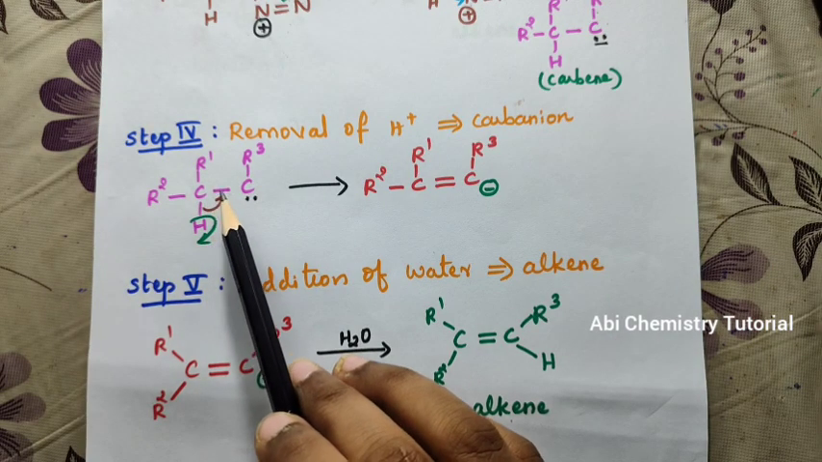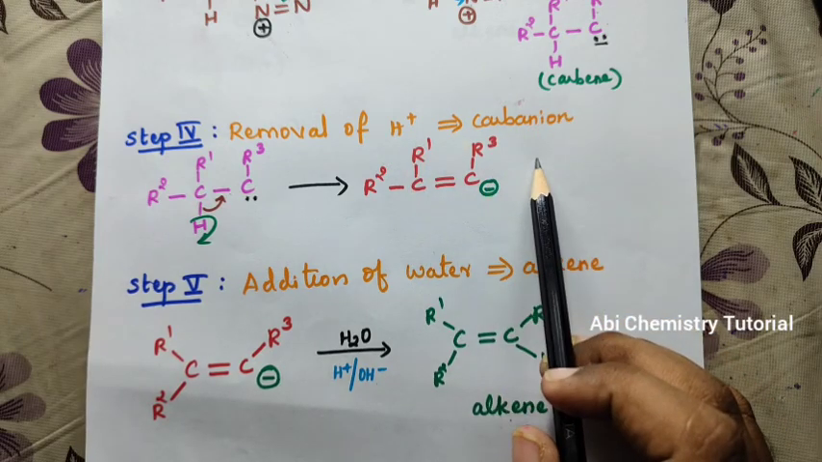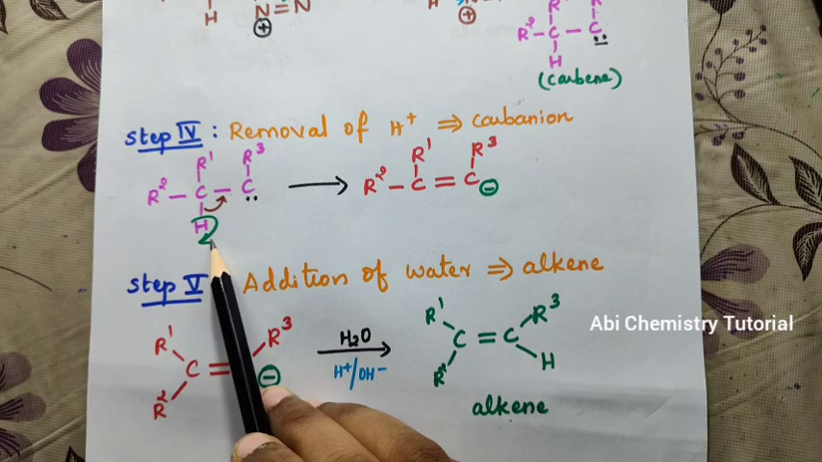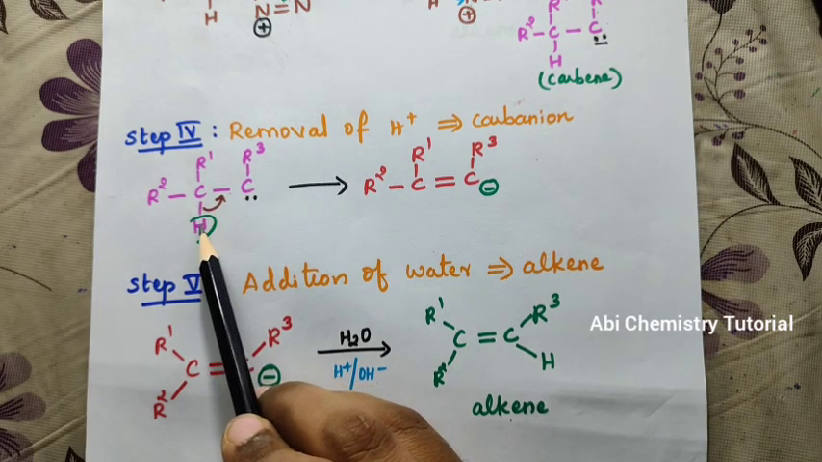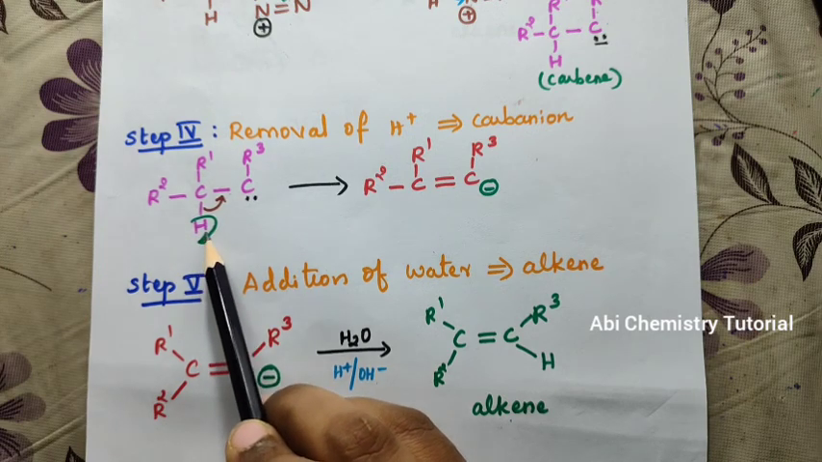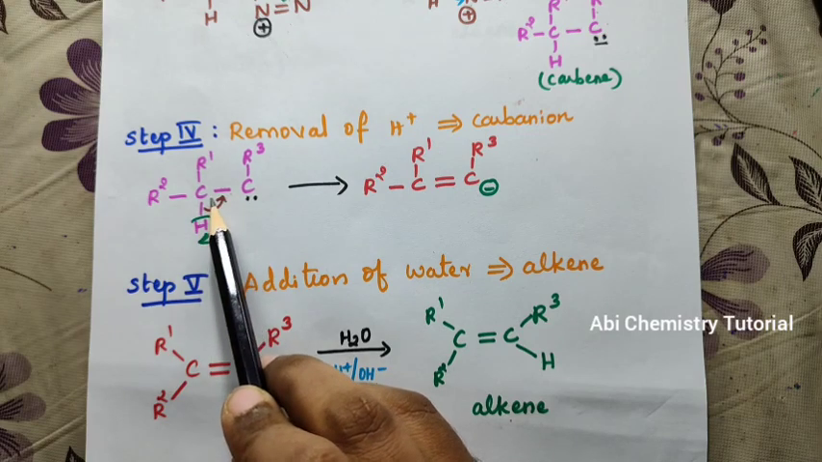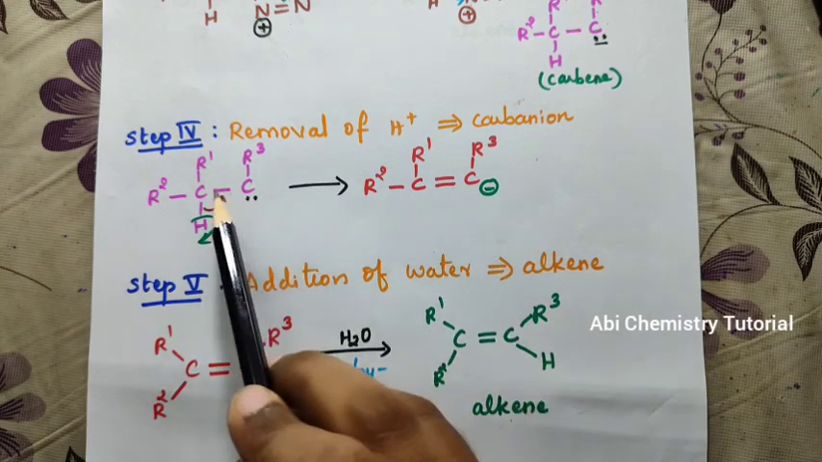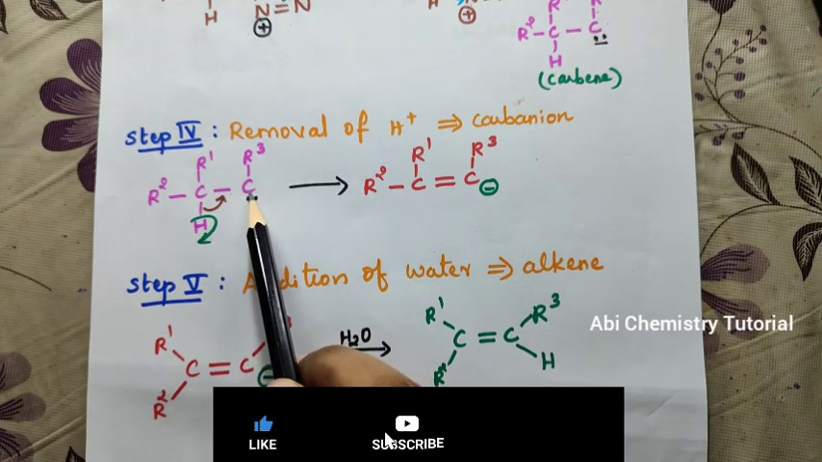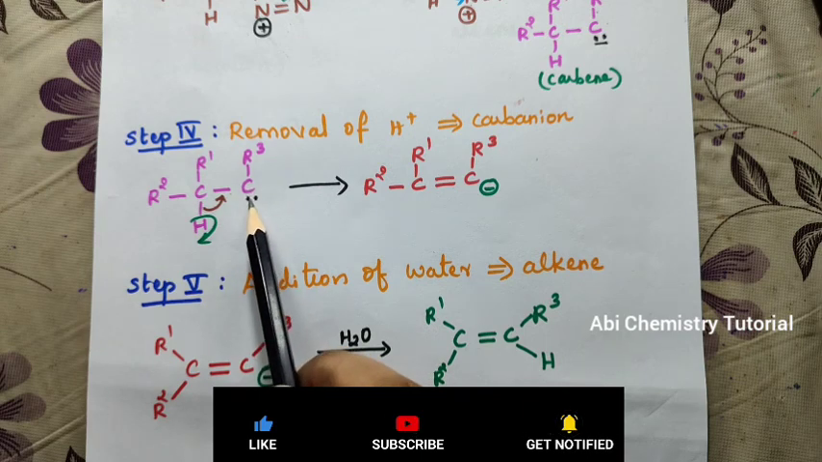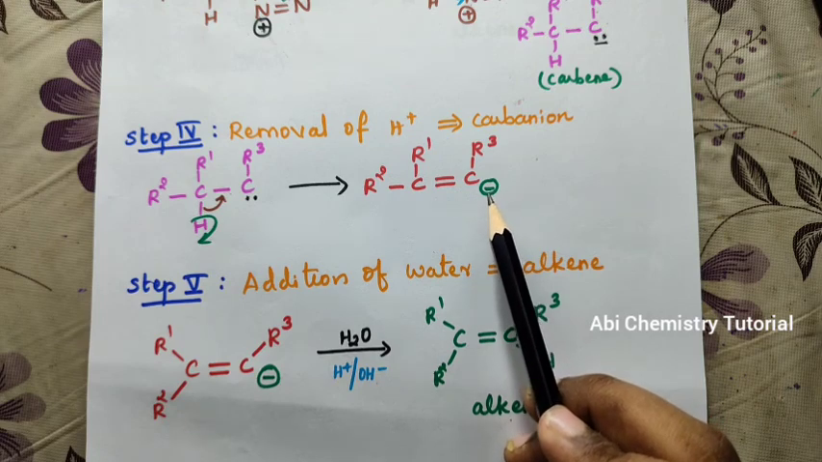So next is step 4, that is the removal of H plus from the carbene to form carbanion. So here you can see this is the carbene with 2 electrons in the carbon, and now the H plus is removed from the nearby carbon, and this bond is shifted here to form C double bond C. So now one more bond is satisfied, that is 3 bonds are formed for this carbon, and it needs only one more bond. So these 2 electrons again form a negative charge, and this is the carbanion.